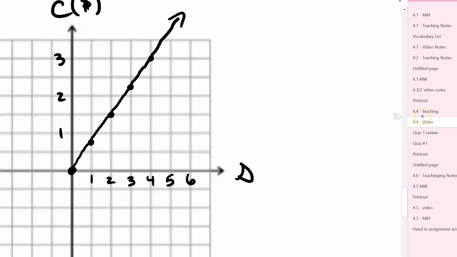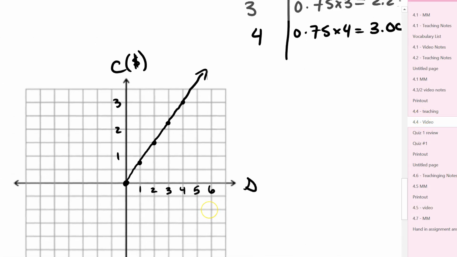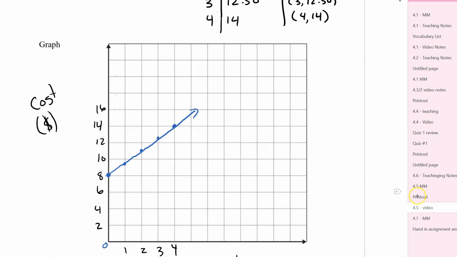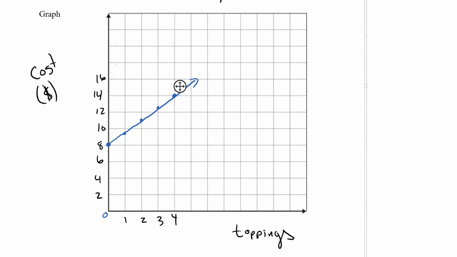Now I'll switch back for you, but you'll notice that in your direct graph it went through the point 0, 0. Let's look at this one. It's not going through the point 0, 0. So that's how you know that it's an indirect graph or a direct graph.